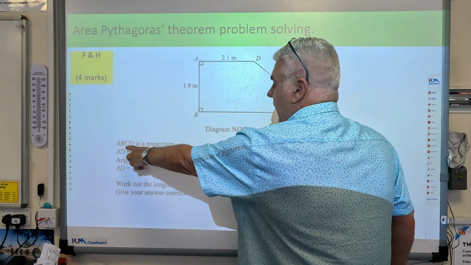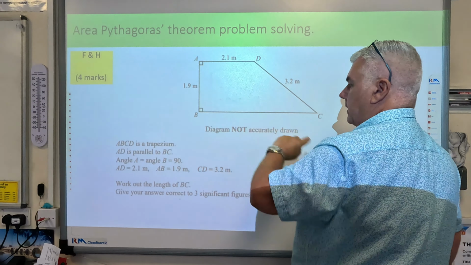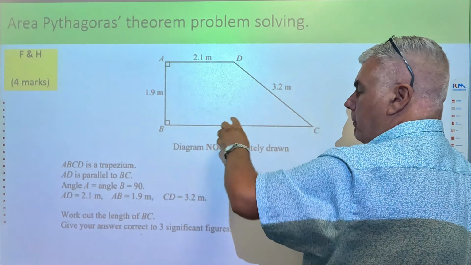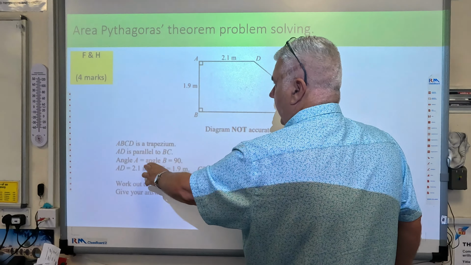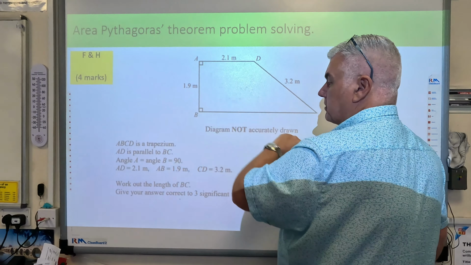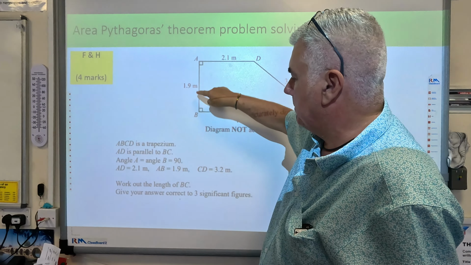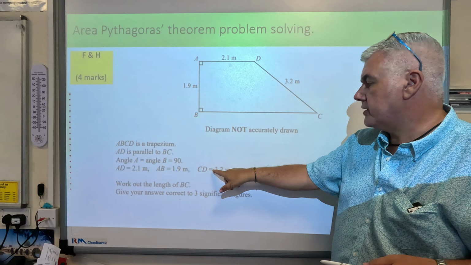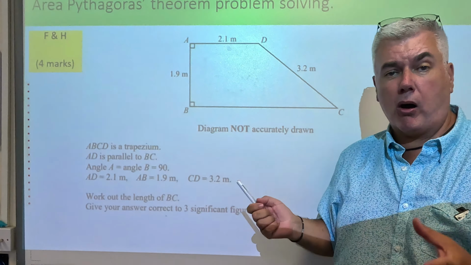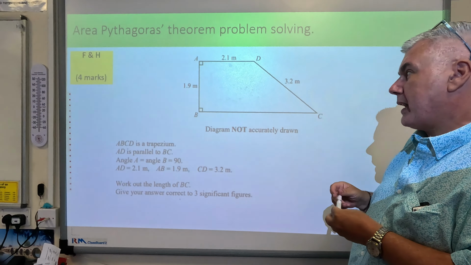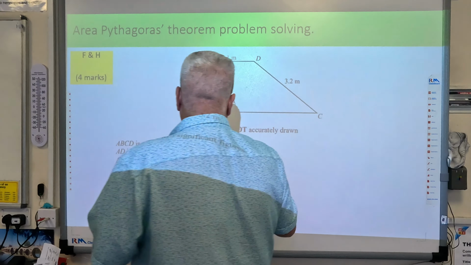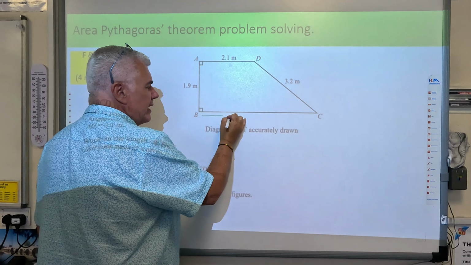I'm going to check. ABCD is a trapezium. That's fairly obvious. Four-sided shape, one pair of parallel sides. Angle A equals angle B equals 90. They've marked that on. AD equals 2.1, AB equals 1.9, CD equals 3.2, they've marked those on. They've marked on everything they can. Work out the length of BC. So I need to work out this length.